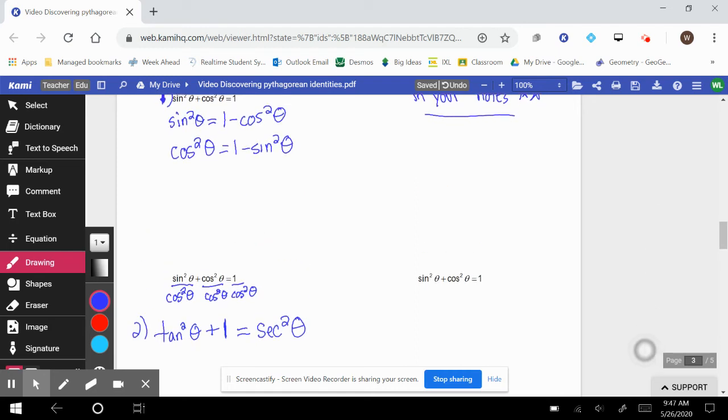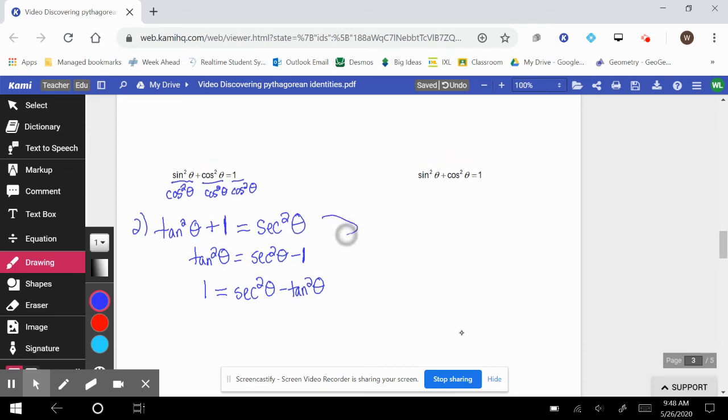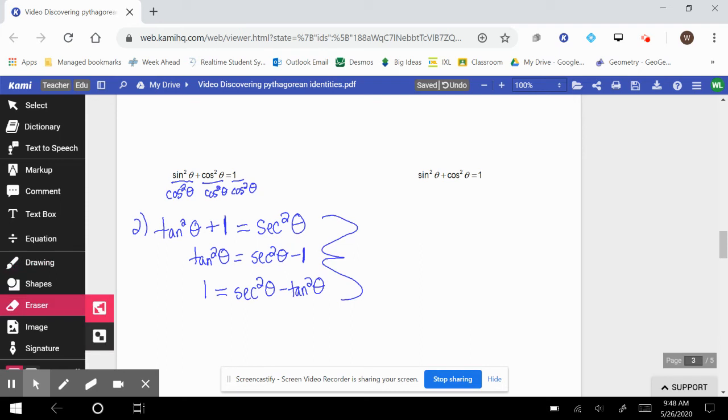Just like we did on number 1, I could manipulate this equation to solve for tangent or solve for 1. If you subtracted 1 from both sides, you could also say tangent squared equals secant squared minus 1. Or I could subtract tangent squared theta from both sides and solve for 1, which would be equal to secant squared theta minus tan squared theta. With all of these, you can shuffle things around to solve for one thing in particular, but really these three are all the same identity, just looking different by moving things around.